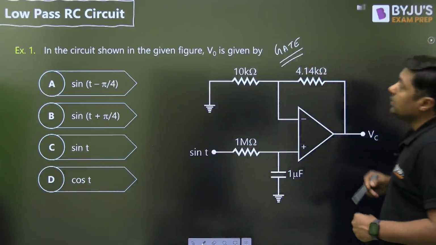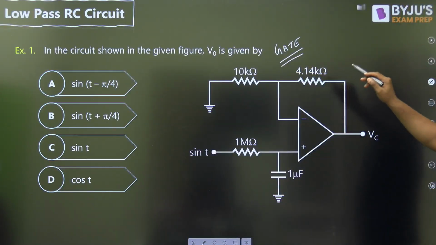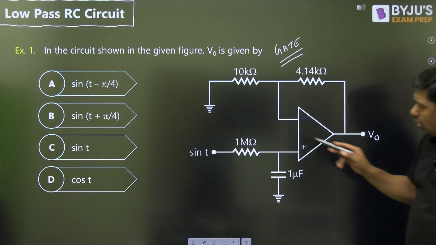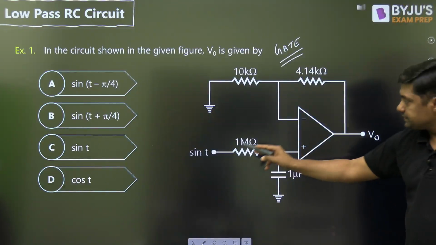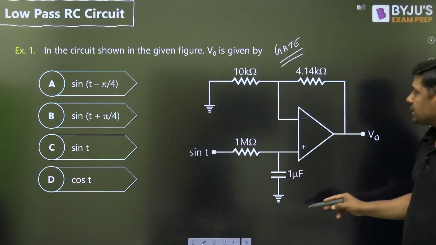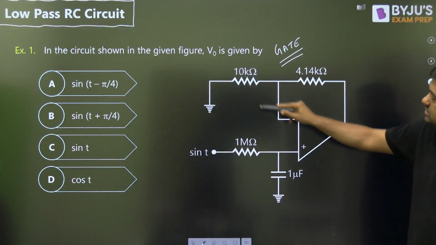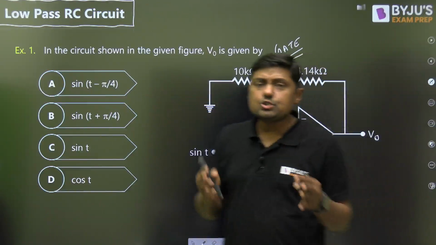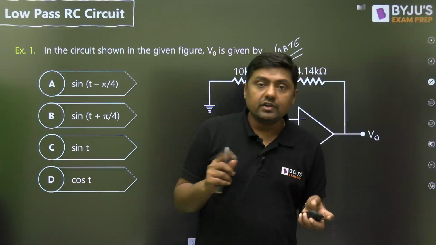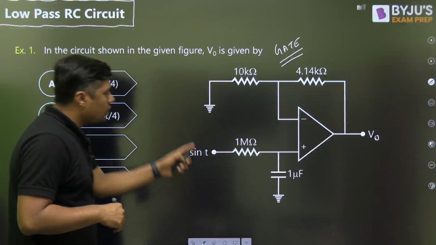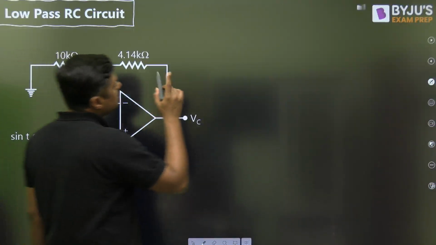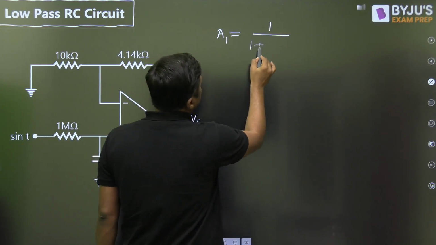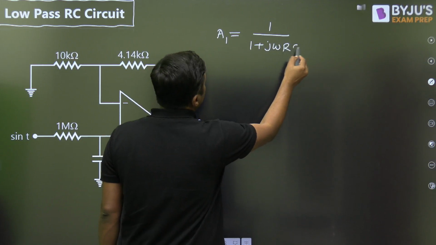Now, in the circuit shown in the given figure, what is V0? First of all, always watch this. This is an RC circuit. And what about this system? This is a non-inverting operational amplifier. So these two are connected in cascade. When these two are connected in cascade, as you know, for the RC circuit, the gain is 1 upon 1 plus j omega RC. This is the gain for this.